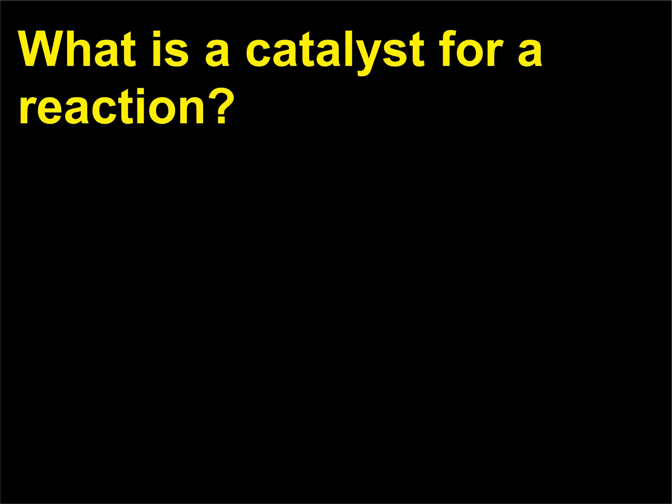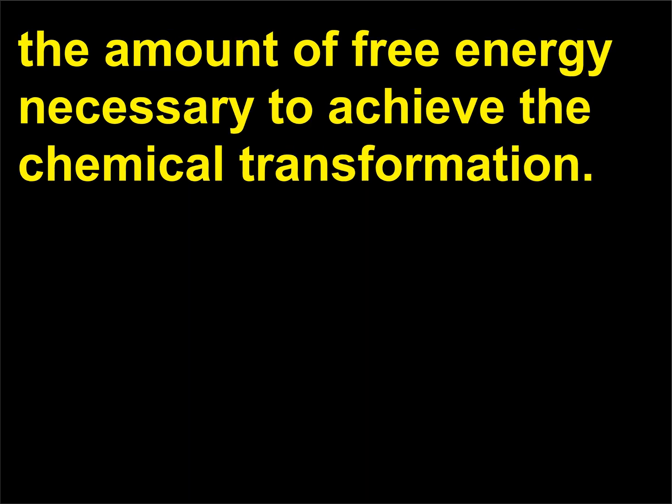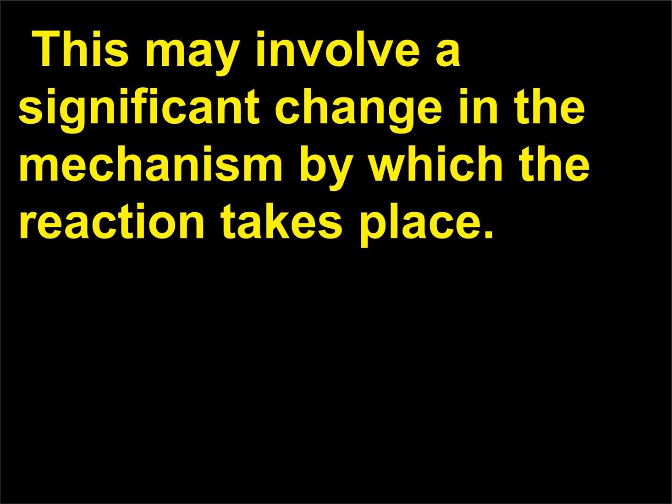What is a catalyst for a reaction? A catalyst for a chemical reaction is any chemical species that lowers the amount of free energy necessary to achieve the chemical transformation. This may involve a significant change in the mechanism by which the reaction takes place. Light may also serve as the catalyst.